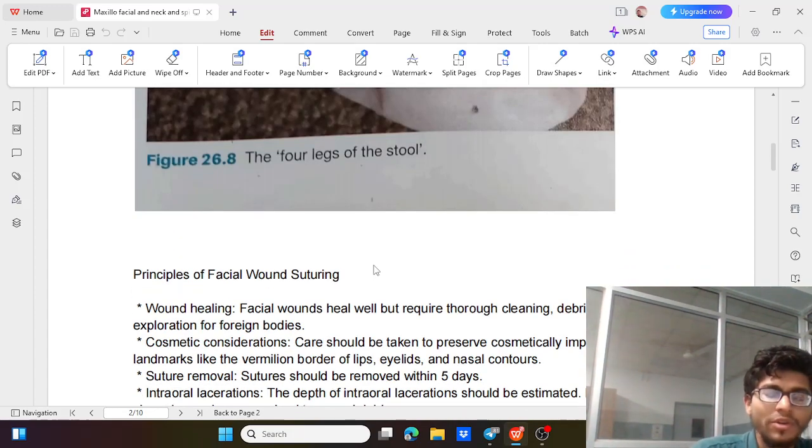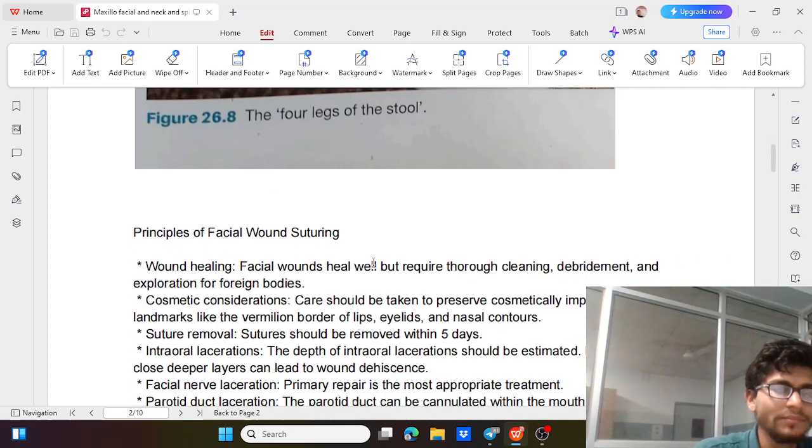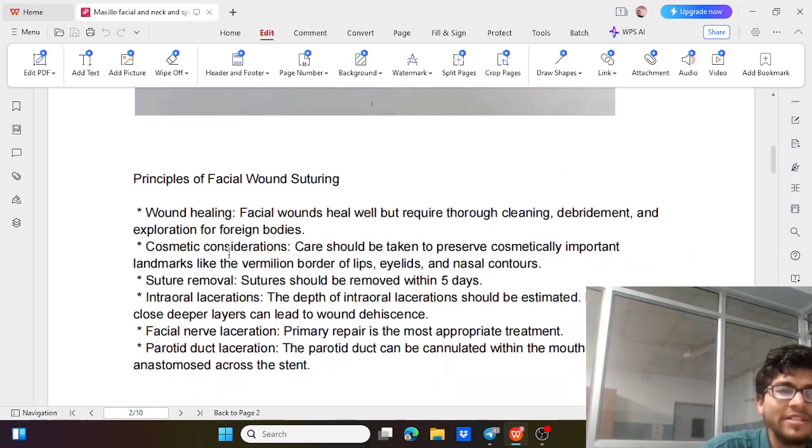So this was all about maxillofacial fractures, Le Fort fractures, and something about their management. Now we'll go through some principles of facial wound suturing. A very common thing is that if there is an injury, we'll first clean it, debride if there is any contamination, remove any foreign body, and then take things ahead from there.